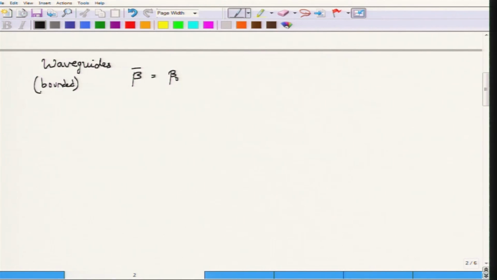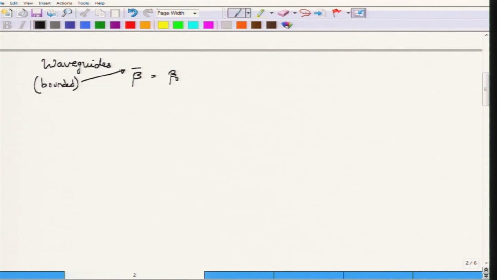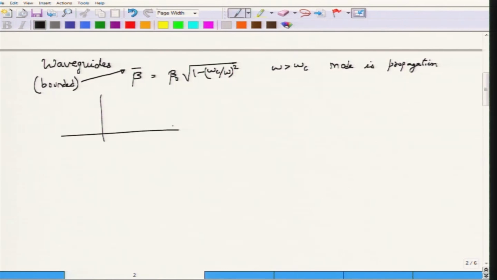I am continuing to assume that the medium is lossless, but I am indicating this bounded medium or the waveguide propagation constant by writing a bar over here. So, beta bar is equal to beta 0 into square root of 1 minus omega c by omega, whole squared. Remember, omega c is the cutoff frequency, and this equation of course is valid when omega is greater than omega c, that is, the mode is actually propagating, right. So, if you were to sketch this on a beta bar axis versus omega axis, you would see that as long as omega is less than omega c, the corresponding beta bar will be equal to 0.